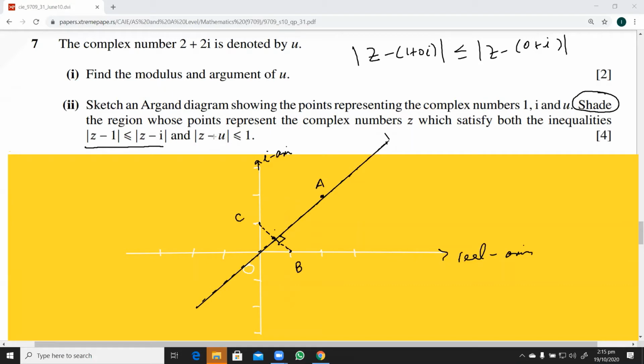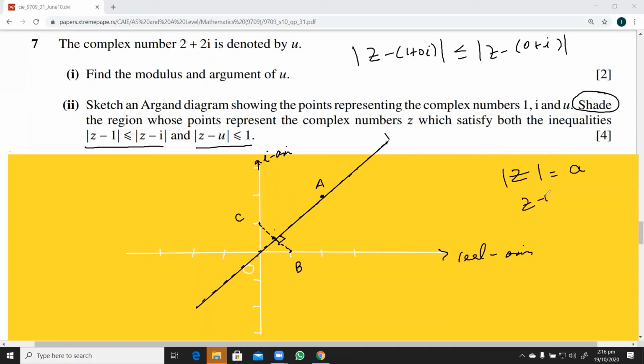And the next thing is modulus of Z minus U equal to 1. So what does this tell you, bacho? Batao. What should come in your mind? Modulus of Z minus U. Bolo yaar. If it just says modulus of Z, what does this mean? A circle from the origin with the radius A.